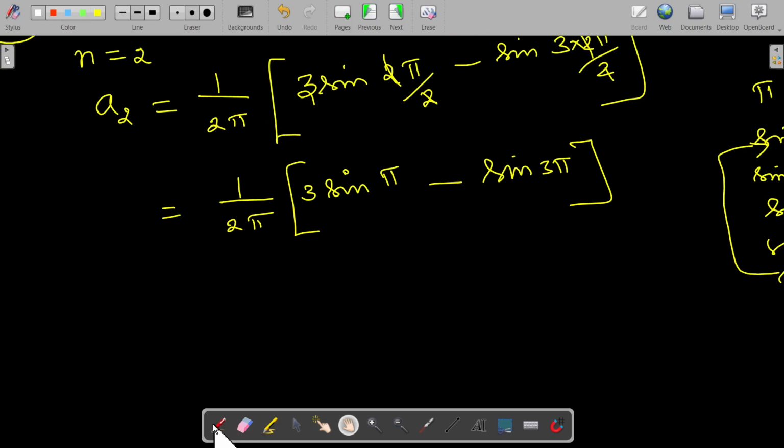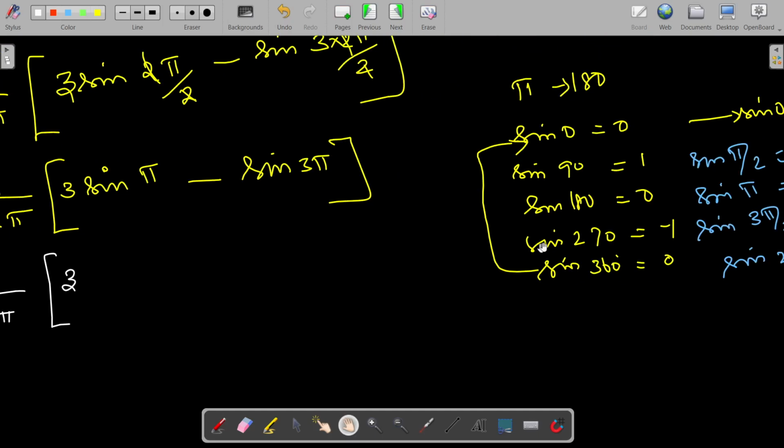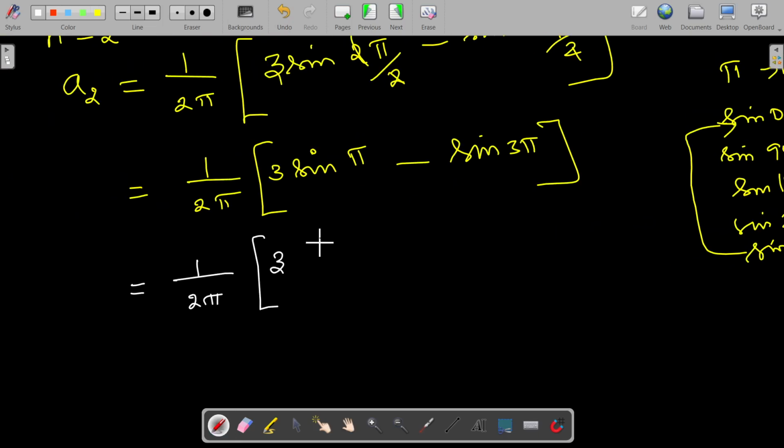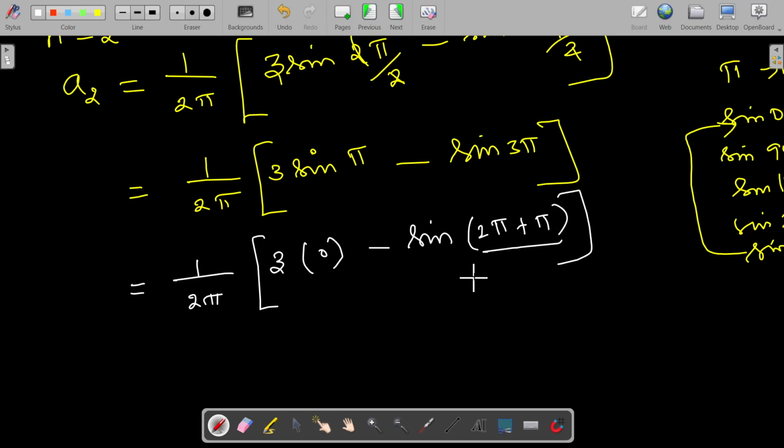So if you consider this a2 value, that is 1 by 2 pi times 3 sine pi minus sine 3 pi. What is the value of sine pi? Sine pi, that is 180 degrees, so it is 0. Minus sine 3 pi can be written as sine of 2 pi plus pi, which means we get sine pi again. 2 pi plus pi becomes pi.